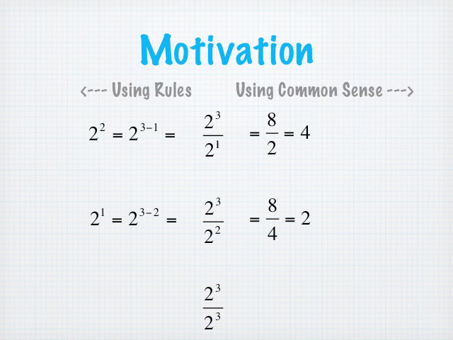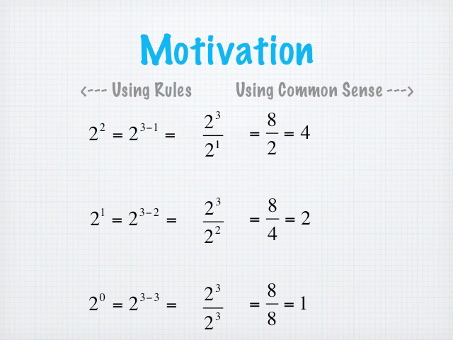Let's do the next one. 2 to the third over 2 to the third. That's 8 over 8, which is 1. Now let's use our rules and see what happens. I have a common base, so I subtract my exponents. That is where I might get something a little bit surprising. I get 2 to the 0 power.